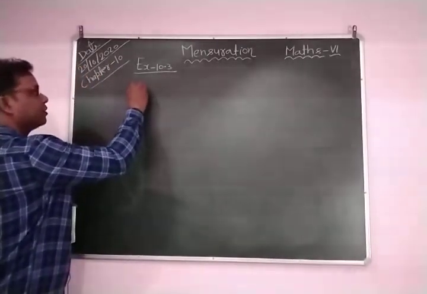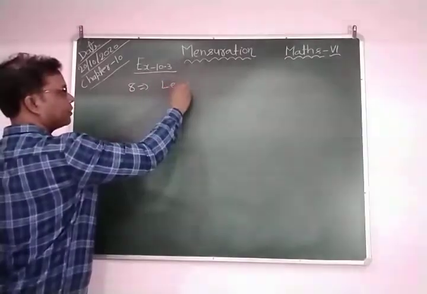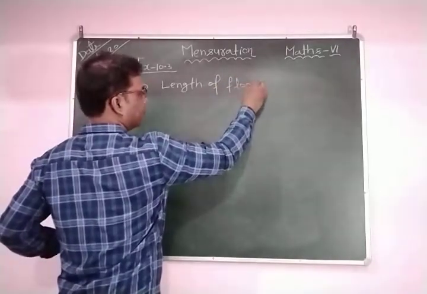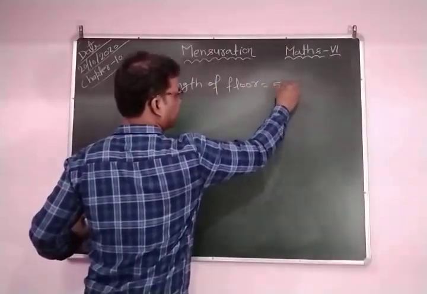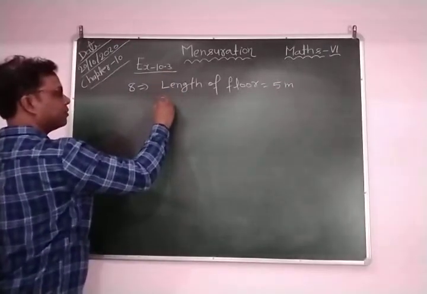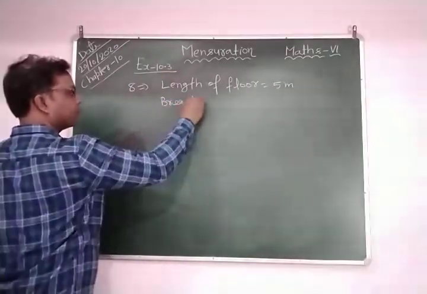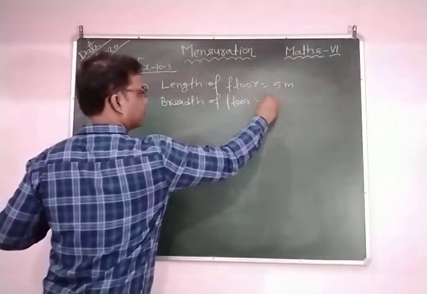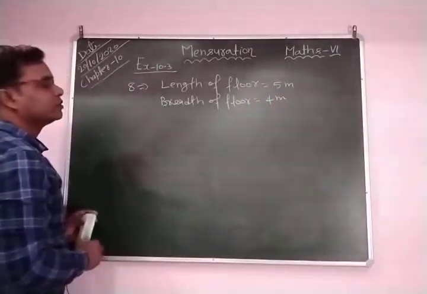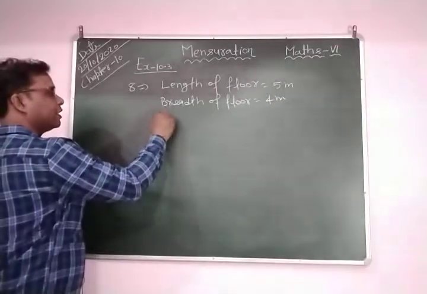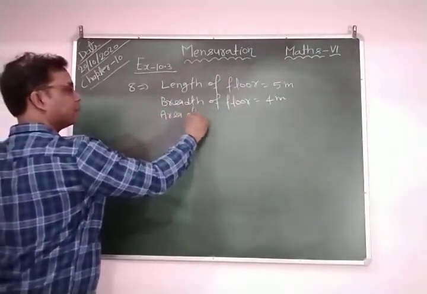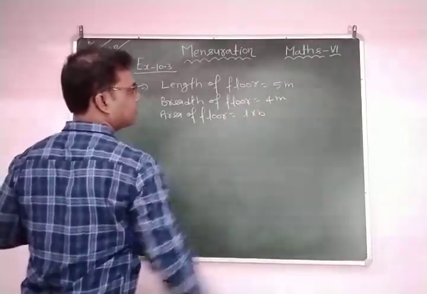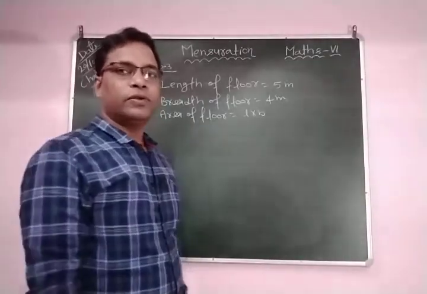Question number 8. Length of floor is equal to 5 meter. Okay. Breadth of floor is equal to 4 meter. Clear? So what is the area of floor? Area of floor is equal to length into breadth.